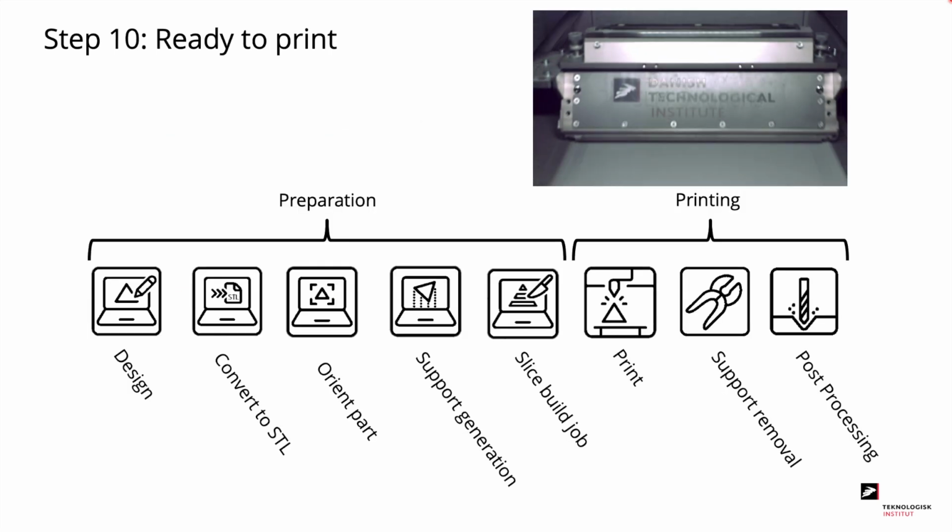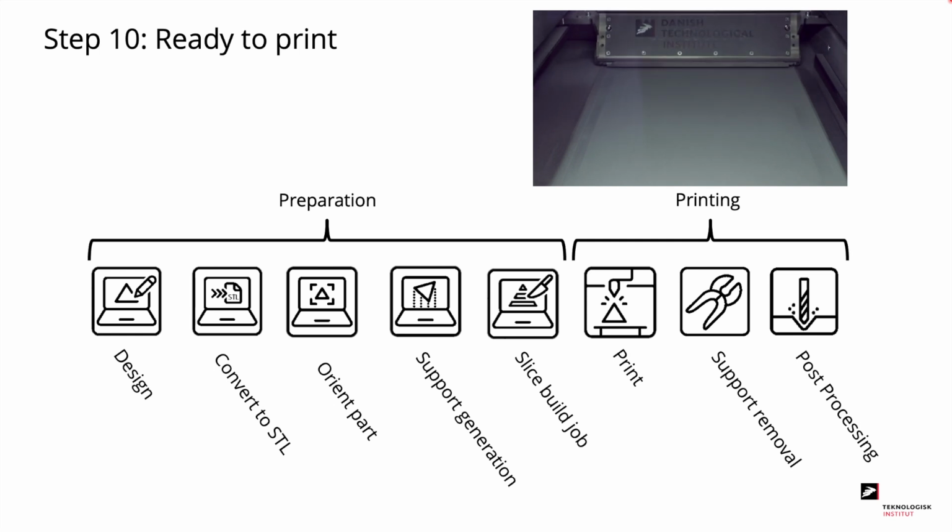Now we're ready to start printing. We've managed the design phase. Now we need to convert our file to a printable file format. Then we need to add it to a preparation program where we orient our part the way we designed for. Then we add the support and we slice the build job into several layers, which we can then print. Then we start printing, and afterwards we remove the support and take the part through the necessary post-processing steps in order to get a nice surface finish.